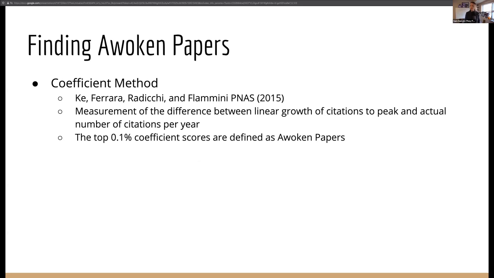I use the coefficient method for determining Awoken papers. This method was created by Ke, Ferrara, Radicchi, and Flammini. It was published in the Proceedings of the National Academy of Sciences. It's essentially the measurement of the difference between a linear growth, so if citations grew linearly, to the peak of the citation count, and the actual number of citations per year. So if you think of this as the linear growth, and you have one that dips really far down, you end up with a large gap in between them, and that would give you a large coefficient.